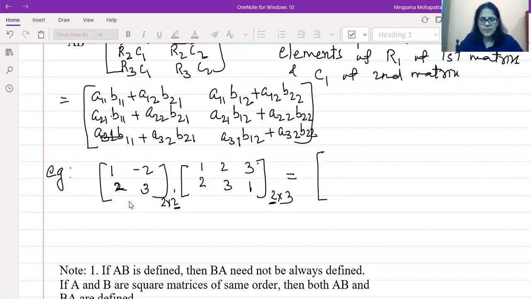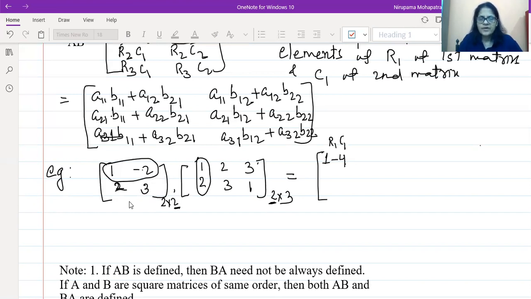So while taking the process here, we have to consider R1, C1: 1 into 1, 1, plus minus 2 into 2, minus 4. This is your R1, C1. Then 1, 2 means first row from the first matrix. Always we take the row from the first matrix and the column from the second matrix.